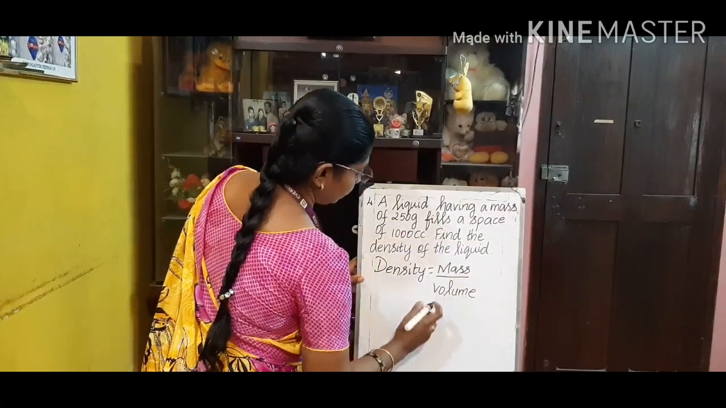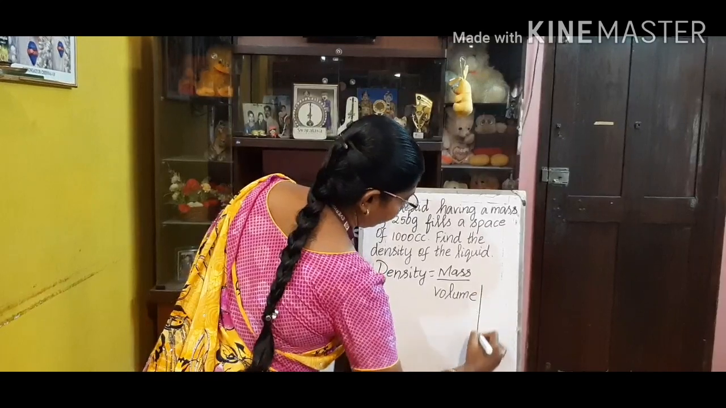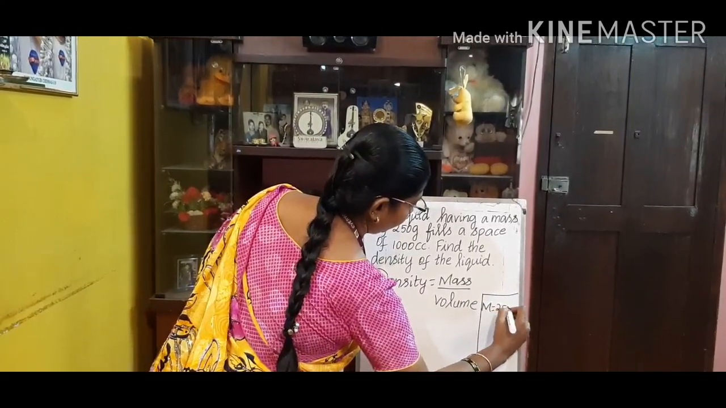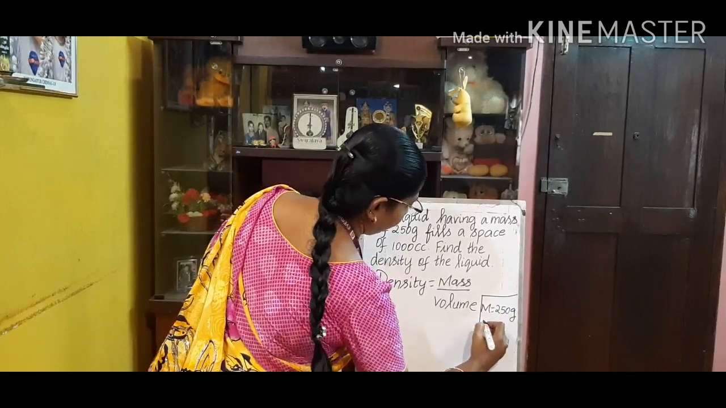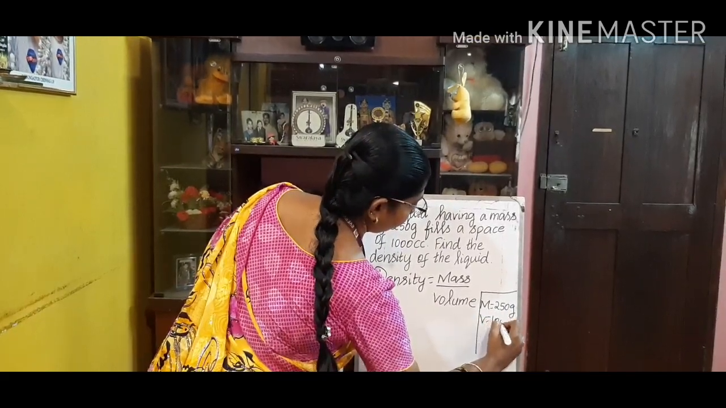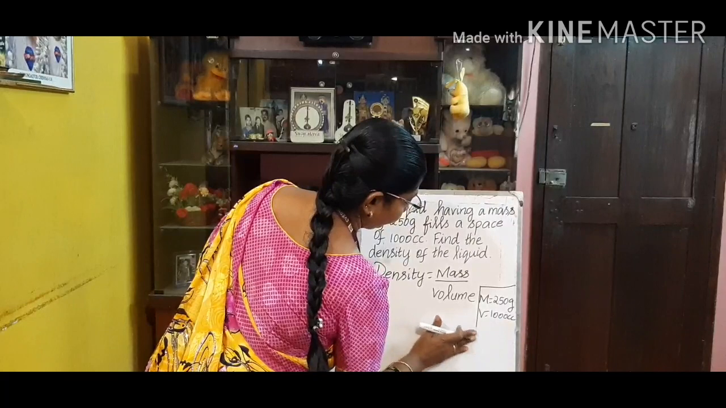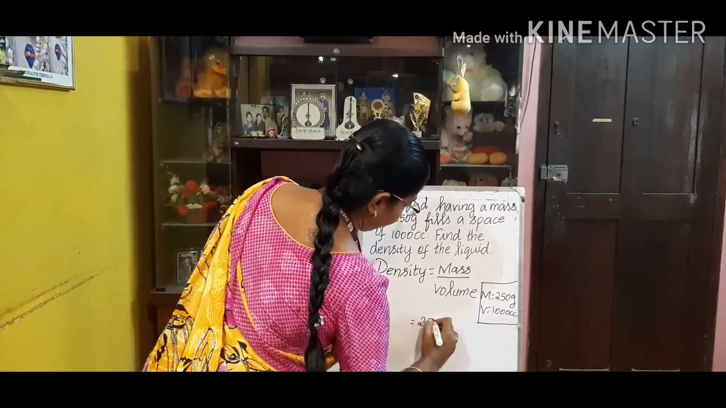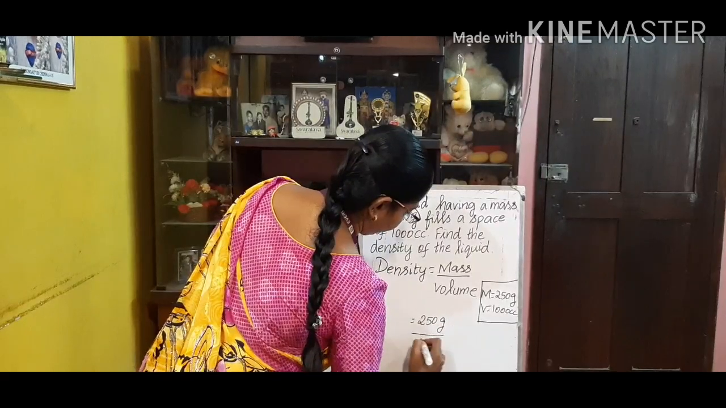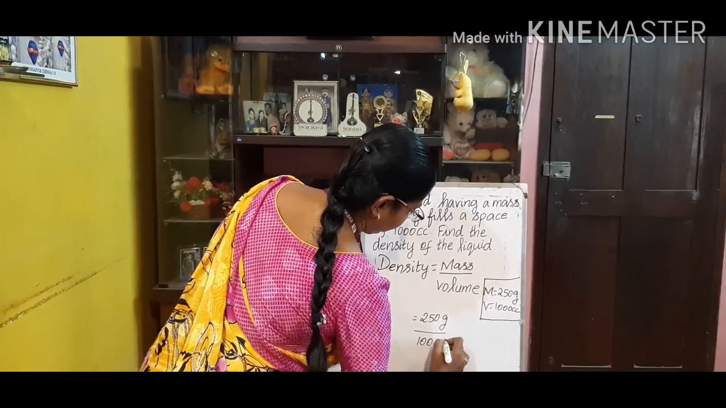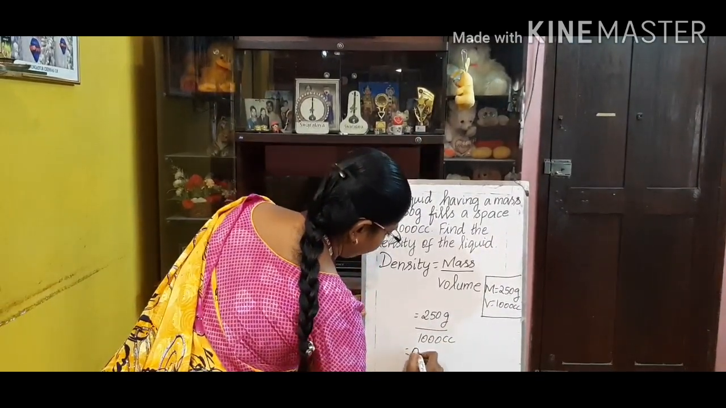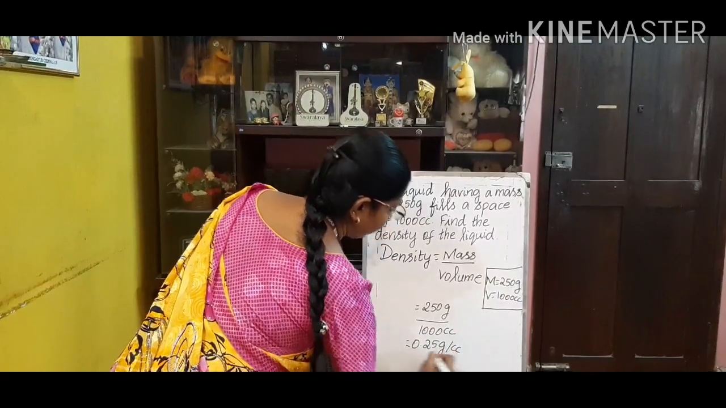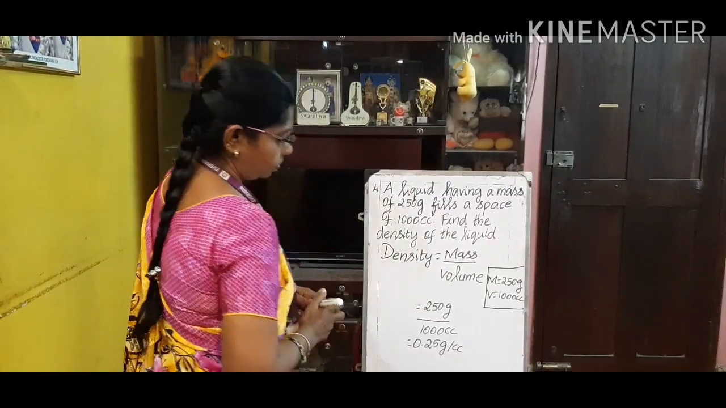So mass is how much? So here we can write the numbers. Mass is equal to 250 gram and volume is equal to 1000 cc. So 250 gram by 1000. You will be getting 0.25 grams per cc or centimeter cube.